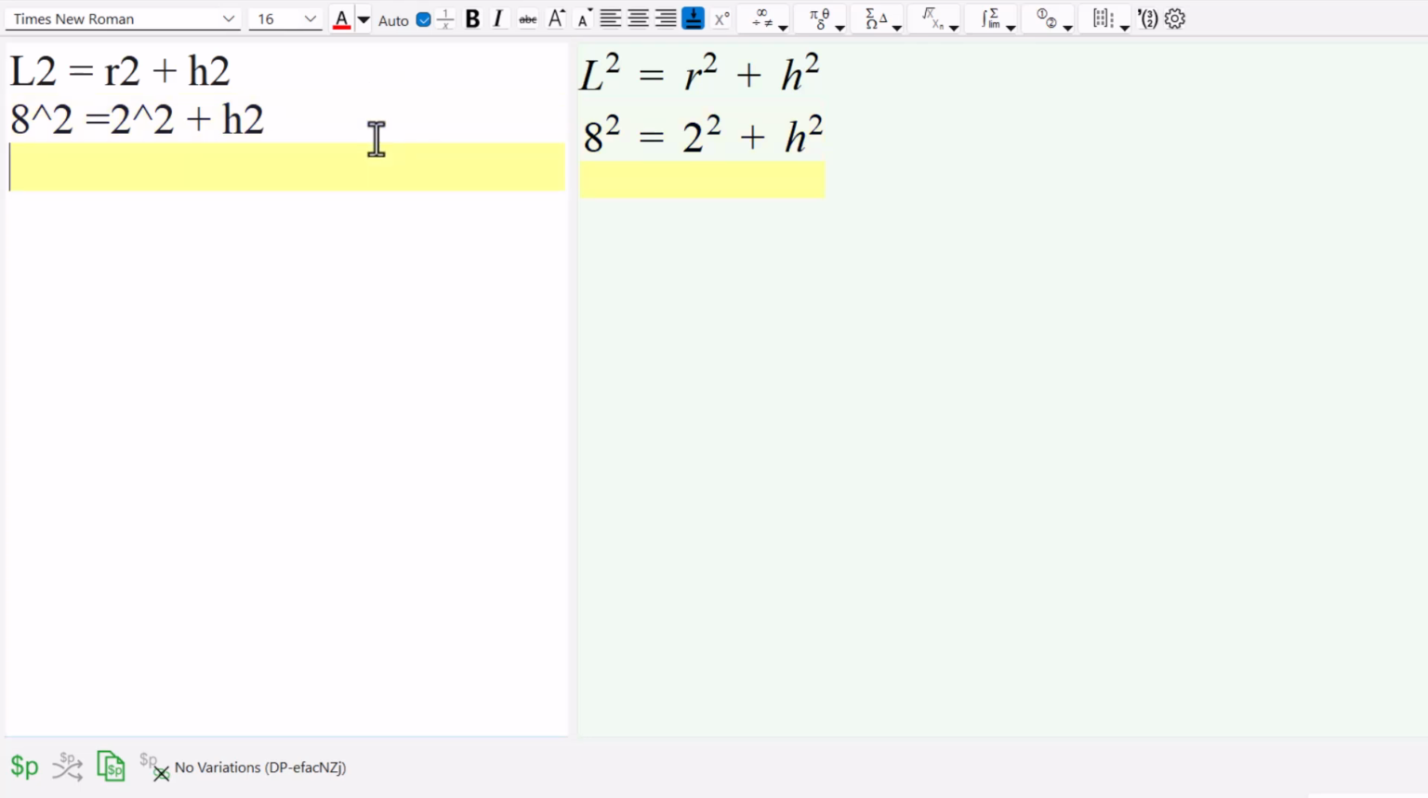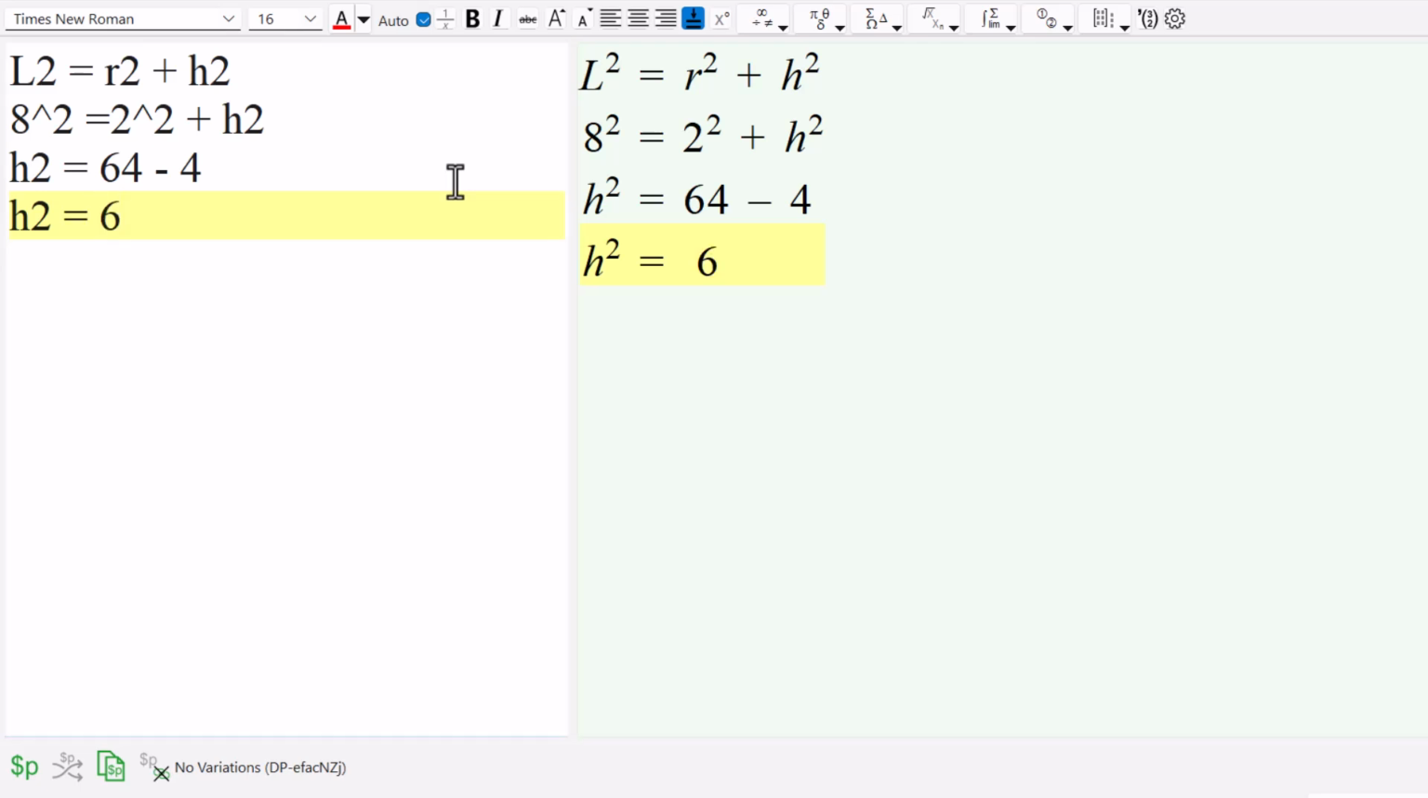So without wasting time, I have my h square equals the square of 8, which is 64, minus 4. So after squaring 8 and squaring 4 and collecting like terms, I will have 64 minus 4, which will finally give me 60. So h square equals 60. To get my final result, h will be equal to the square root of 60.